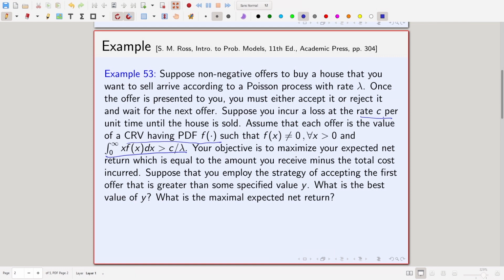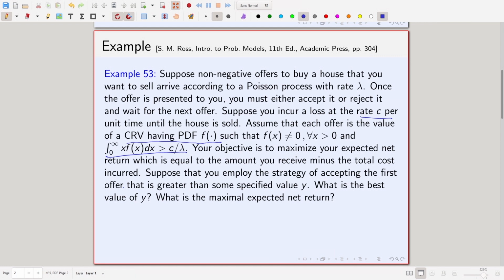Now, what is your objective or your aim? Your objective is to maximize your expected net return, which is equal to the amount you receive by selling the house minus the total cost incurred. You are incurring a cost at a continuous rate C, and then finally, when you are able to sell the house, you get a certain amount. So, what is your net gain? It is the amount you get by selling the house minus C times the amount of time you had to wait for selling the house.